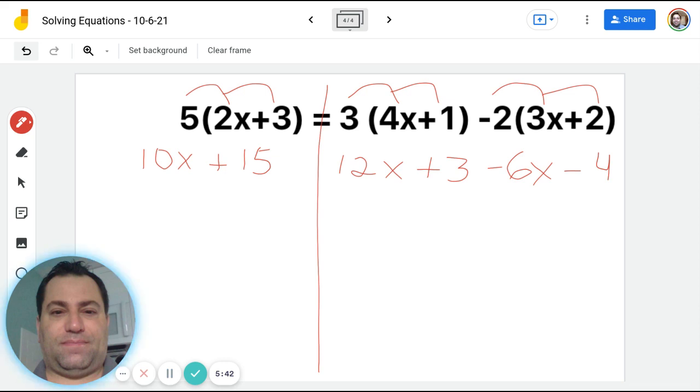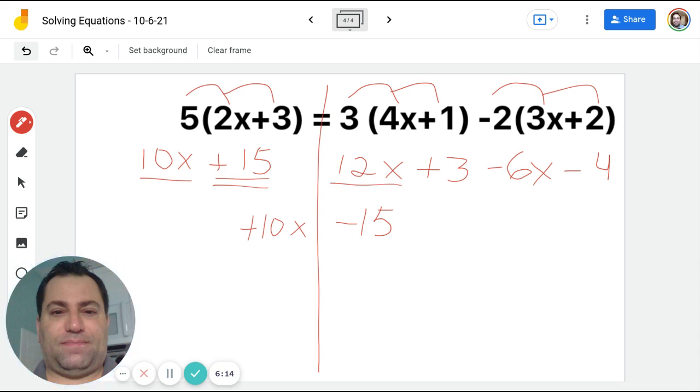As we've been doing in the previous problems, we want to sort these terms into ones with variables and ones without variables. So I can see my first term is 10x. Why don't we make the left side the variable side? So we have a positive 10x. My next term is positive 15. That's a number term. Therefore, it needs to move to the other side of the equation. When we do that, we have to change the sign.